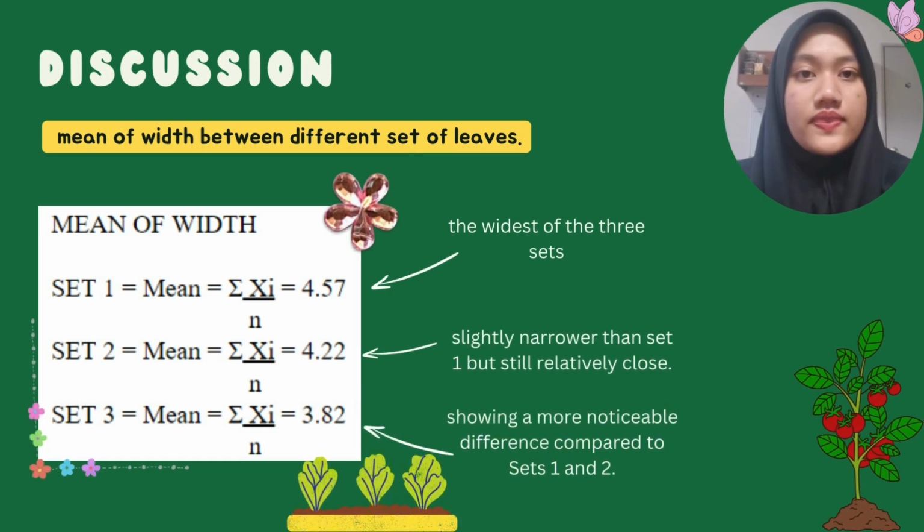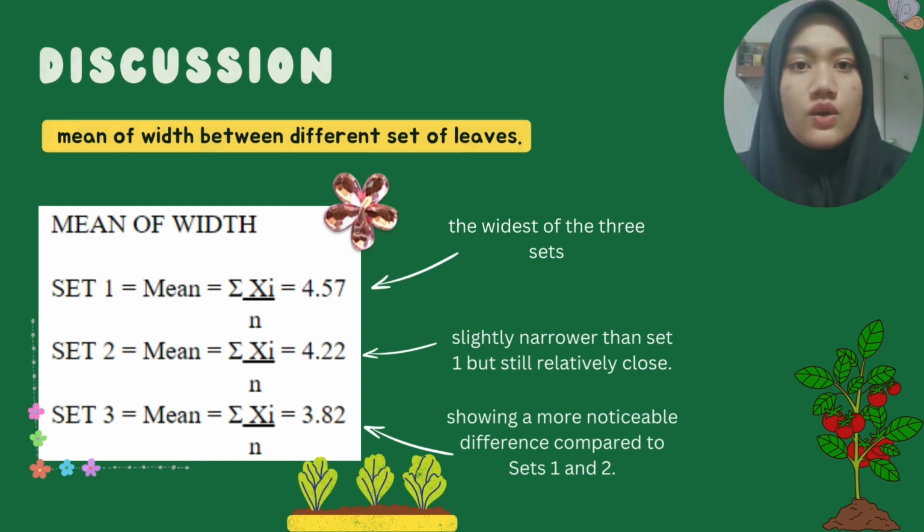Next, for mean of width, the leaves in set 1 are on average the widest of the three sets, shown by the set's highest mean width of 4.57. Set 2's mean width is 4.22, which is a little less than set 1 but still rather close. When compared to sets 1 and 2, set 3 presents a bigger difference with its lowest mean width of 3.82. Given the close means, it is likely that there is some overlap in the width distributions of the leaves across the three sets. This could indicate similar growth patterns or slight variations in the conditions affecting the leaf width.